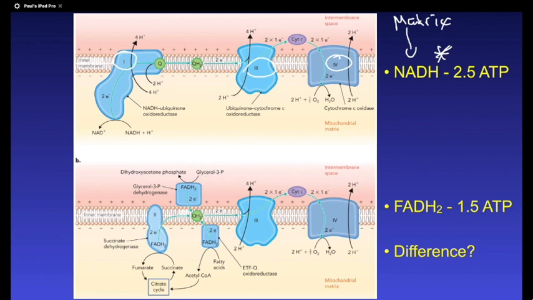The three proteins that we're going to use in the NADH case are complexes 1, 3, and 4. And with the FADH2, we use different proteins. If you take a look, it's 2, 3, and 4, and so that's a difference between the two.